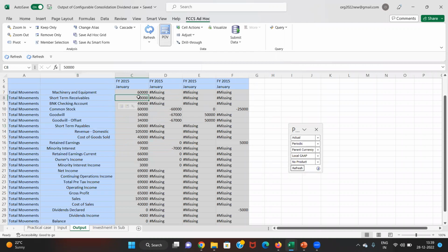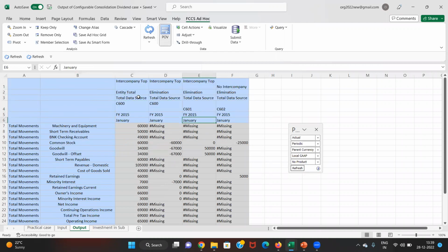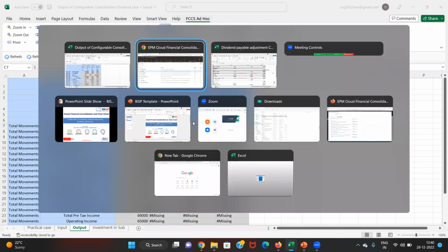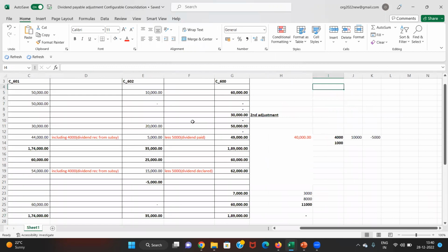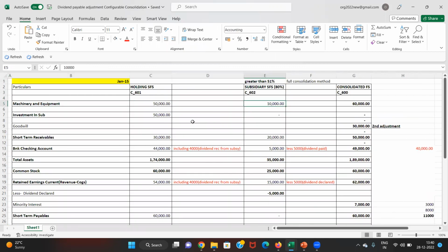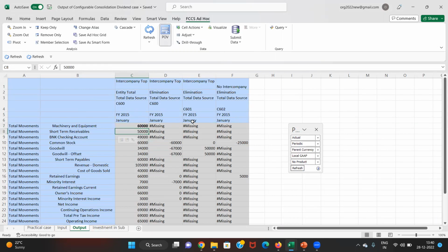If the results we are hoping for map to our use case, then all is fine and we don't need to do anything. No configurable consolidation is needed. However, if there is any difference, then we'll see whether any rule needs to be deployed through configurable consolidation. First of all, we can see that 60,000 is the machinery and equipment in our use case. Under consolidation, 60,000 is the result of machinery and equipment, which is fine. Then 30,000 is the goodwill, which we'll come to in some time. Short-term receivables is 50,000.